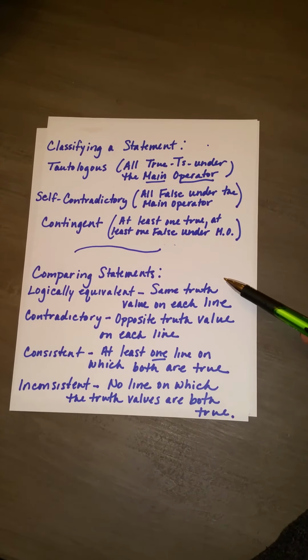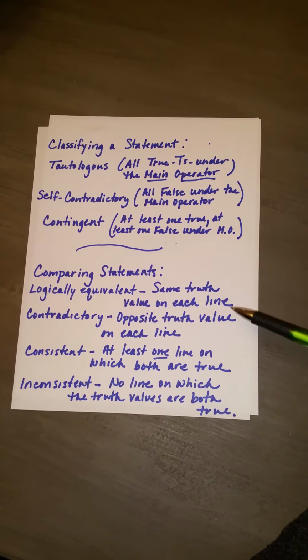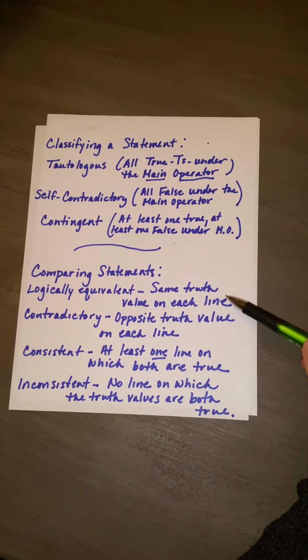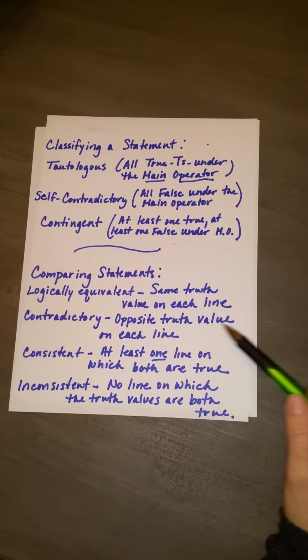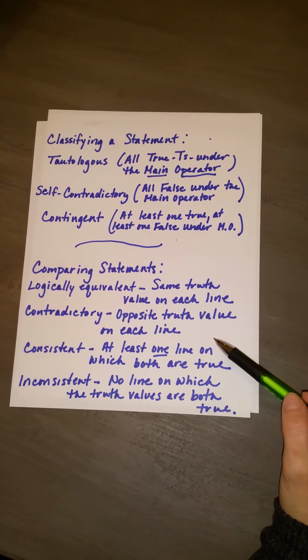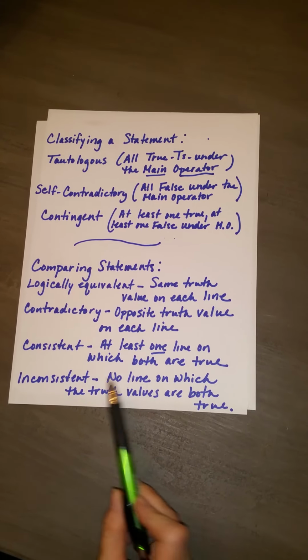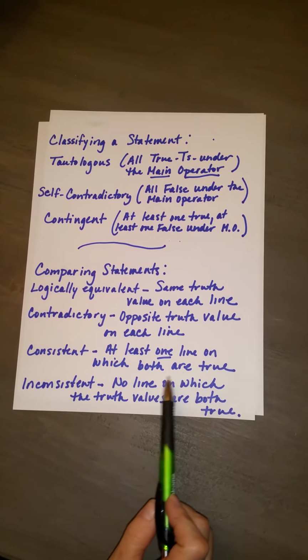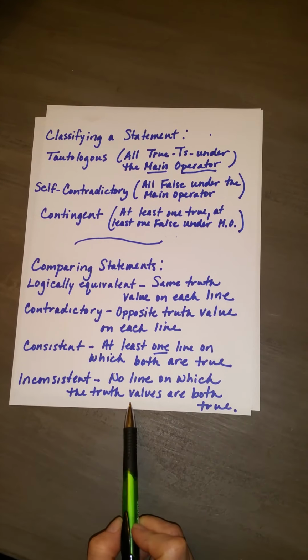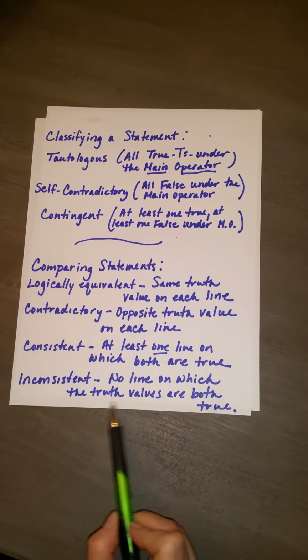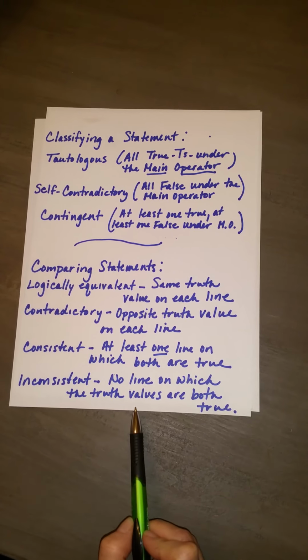And then when you compare statements, they can be logically equivalent, which means they have the same truth value in each line. Contradictory statements have opposite truth values on each line. Consistent statements have at least one line in which both are true, and inconsistent statements have no lines in which the truth values are both true.